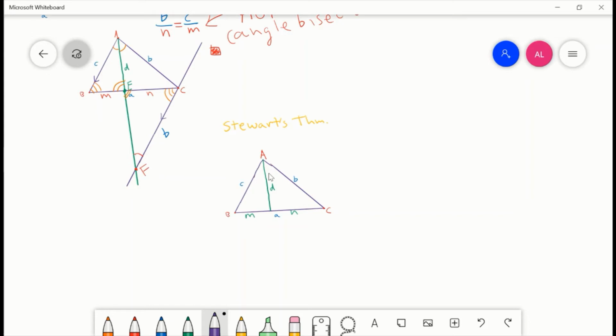Okay, so how are we going to do that? Well, we are going to do a little bit of trigonometry here. And if you don't know your cosine rules, I think you should review them before moving on.